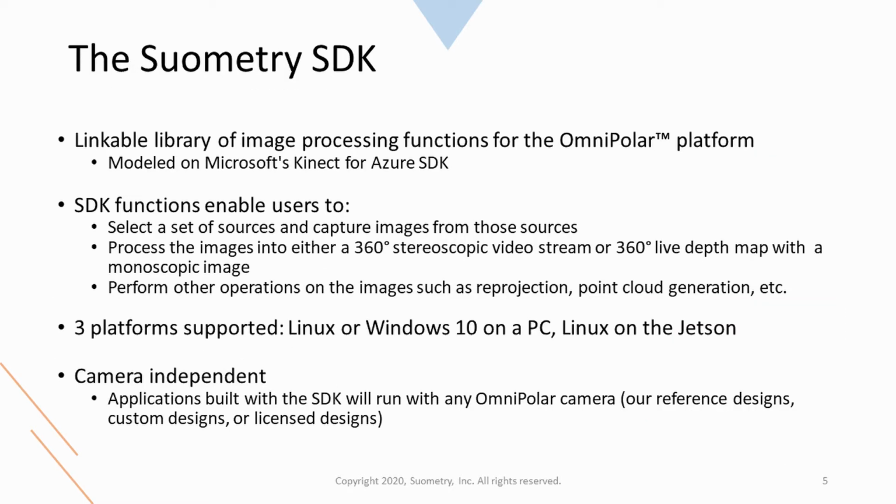The Suometry SDK is simply a library of Suometry's image processing functions. Its API is modeled after Microsoft's Kinect for Azure SDK, which should simplify the migration of existing applications. The SDK allows the user to select a set of sources to capture images from, and then merges these images into one of two output types: a 360-degree stereoscopic video feed, or a panoramic mono feed with a corresponding live depth map. The SDK also contains other functions, such as image reprojection or 3D point cloud reconstruction from the depth data to facilitate the migration of existing applications to Suometry's 360-degree content.